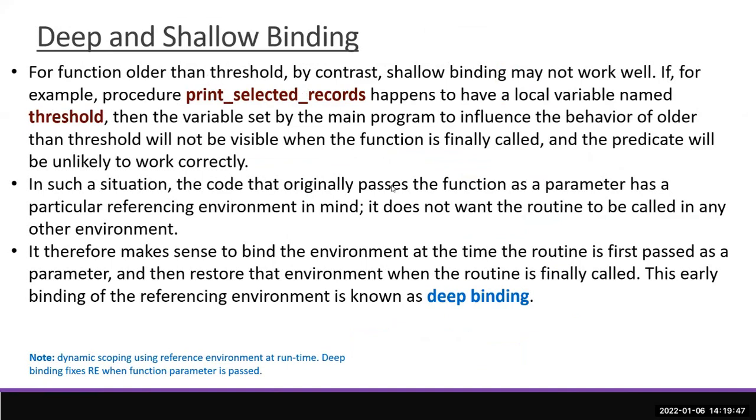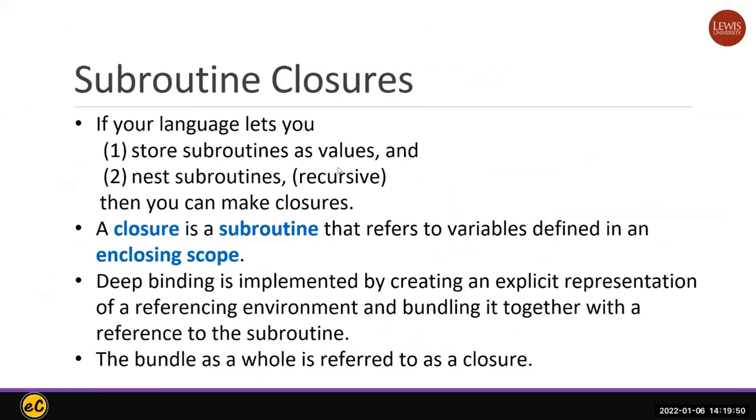Shallow binding and deep binding, I already explained. So this portion I'm going to skip. Subroutine closure: if a language lets you store a subroutine as a value, we call it a subroutine closure. A closure is a subroutine that refers to a variable defined in the enclosing scope. Deep binding is implemented by creating an explicit representation of the reference environment and binding it together with the reference to the subroutine.